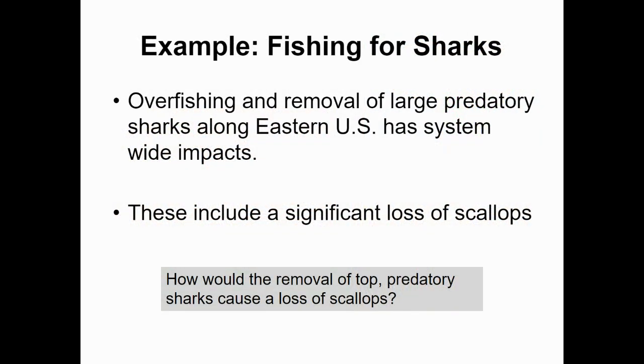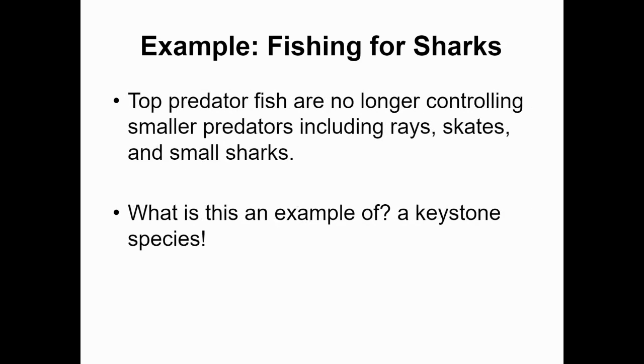Shark fishing is a good example of humans overexploiting a resource. Overfishing and removing of sharks along the eastern United States has huge impacts. One of the biggest ones was a significant loss of scallops. Well, why would removing a top predatory shark cause a loss of scallops? Probably what you would assume.